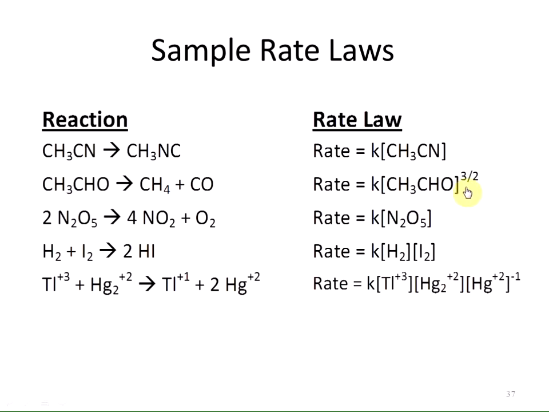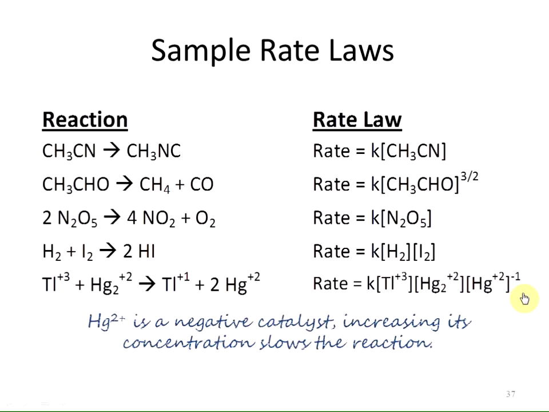Now, it's not too often that we'll see very many reactions dealing with fractions. Most of the reactions that we're going to be looking at are going to be whole numbers for the orders of the reactions. And you can have negative orders of a reaction, and a negative order of a reaction indicates that it's a negative catalyst. So in this case, the mercury 2+ is a negative catalyst, and increasing its concentration actually slows the reaction down.